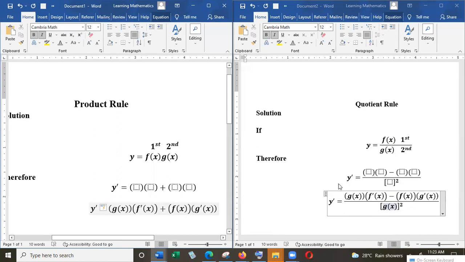Differentiate the first. Plus for product, minus for quotient. Carry forward the first function now. Differentiate the second, and then you're done for product. But one more thing for the quotient: you have to square the second function. All right, so we have the product rule and the quotient rule, similarities and differences.